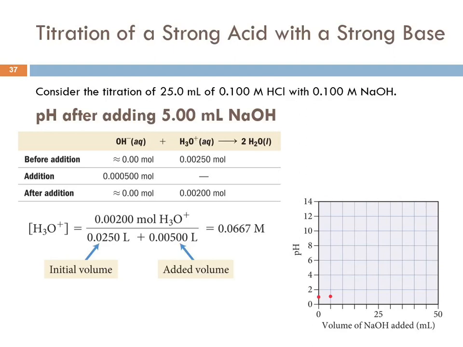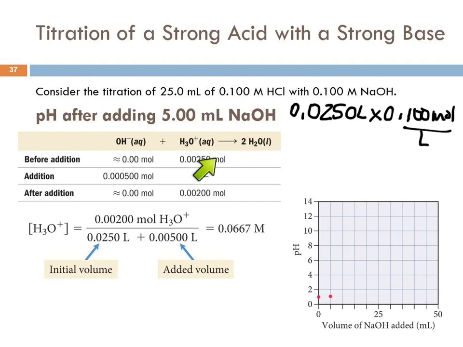What about after we add 5 milliliters of sodium hydroxide? Okay, so they made a chart here. Before the addition, we had no sodium hydroxide, and we had 0.00250 moles of hydronium ion. Where did that come from? It comes from taking the volume times the concentration. That's where they get the 0.0025. So the volume of the acid times its concentration, you figure out the number of moles. So that's the moles of acid. It all ionizes into hydronium ion, so that's the initial.